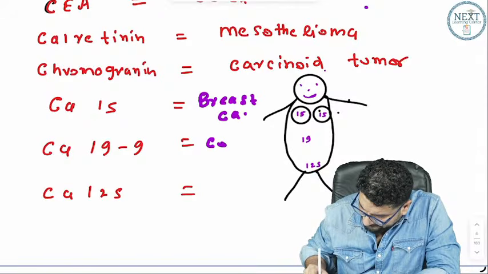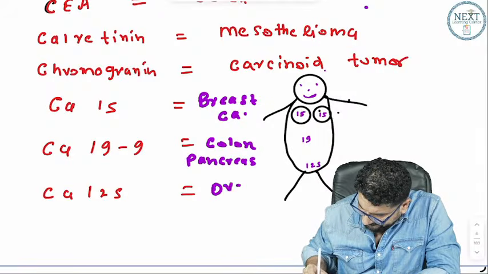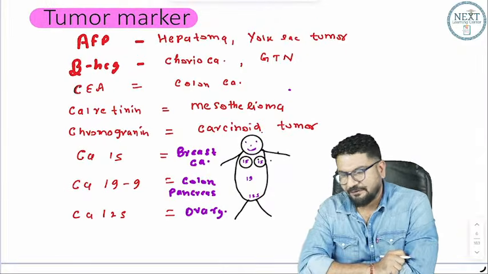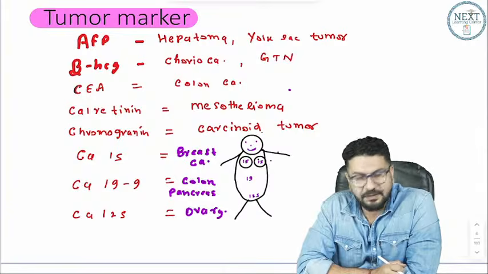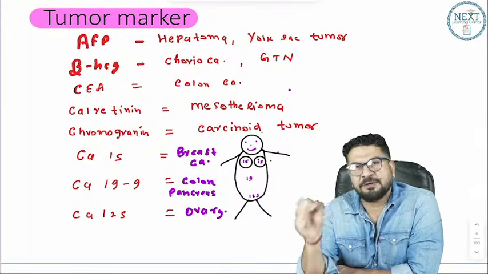CA 19-9 is for colon and pancreas cancer, and CA 125 is for ovary cancer. So these are some of the important tumor markers which you have to remember. Very, very important. Okay, moving to the next important topic.